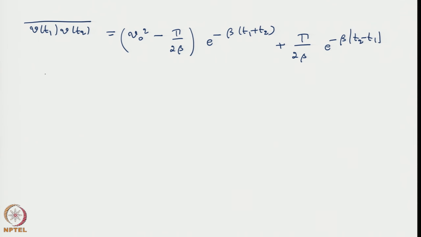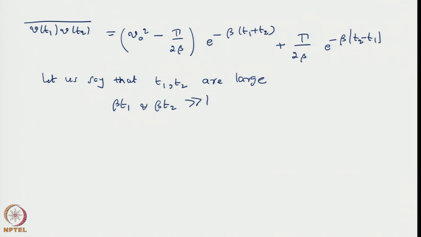Now, let us say that our times are large, both T1, T2 are large. Of course, when it is large, we must give a unit, and what we meant is that both beta T1 and beta T2 are much greater than 1. Now, we precisely know what we mean by saying large. T1 and T2 are much larger than the relaxation time of the system, that is 1 by beta, or the relaxation rate into time is much larger than 1.